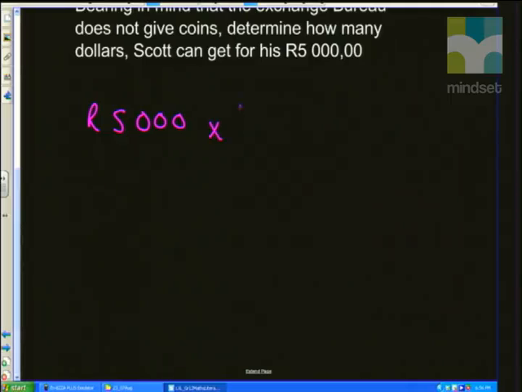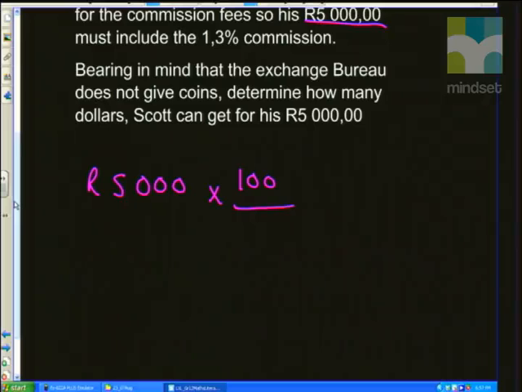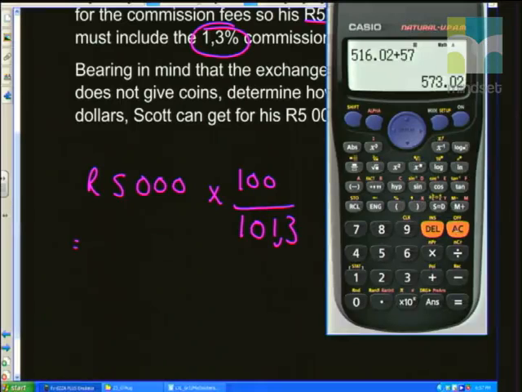And this is what we're going to do. We're going to multiply it by 100 over. Now we're not going to multiply it by 100 over 114 because it's not 14%. It's 1.3%. So we're going to divide it by 101.3. Sure, that's tough stuff, eh? So let's go. Out comes the calculator, and we say we've got 5,000 Rand, multiplying that by 100 over 101.3 equals, and there's our answer, 4,935 Rand 83 cents.